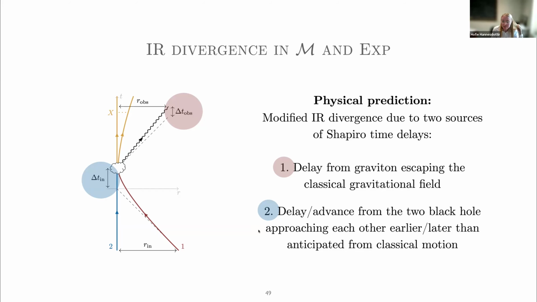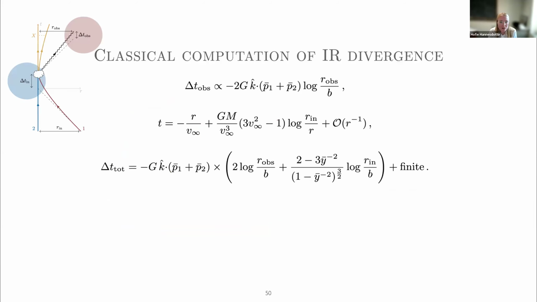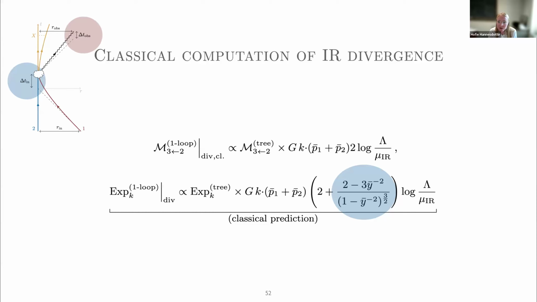And I'm actually not going to go through it in detail. Let me just skip these details here for the sake of time. But the important thing is that we can compute it classically or in quantum field theory, and we get the same answer in both cases. And this has been verified by the groups that I referenced earlier.